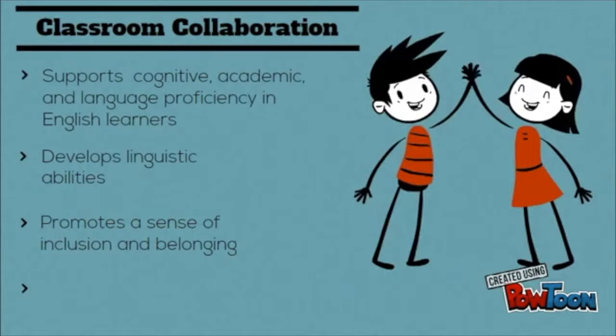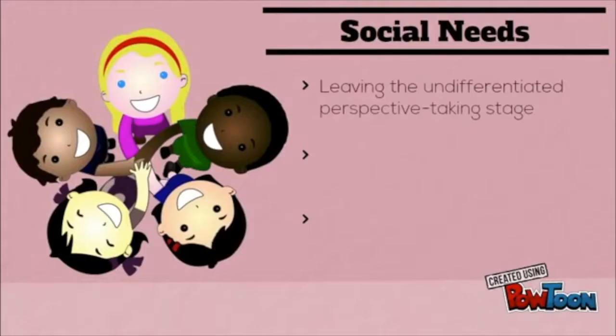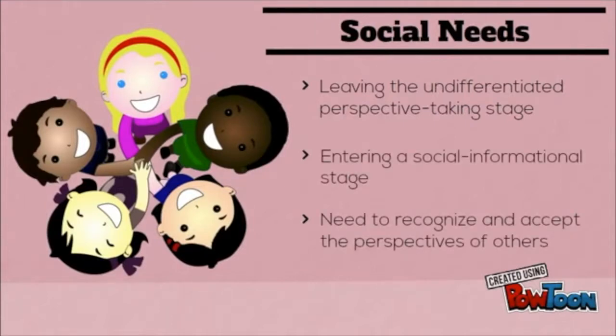Studies have shown that pair collaboration produces greater results than small groups and allows room for a high degree of focus. Grade 1 students are emerging from the undifferentiated perspective-taking stage where they are unable to recognize the differing opinions and feelings of others. As they shift into a social informational stage, the students are beginning to note these differences in perspective. Collaborative work fulfills the social need of these students to recognize and accept the opinions and perspectives of others.